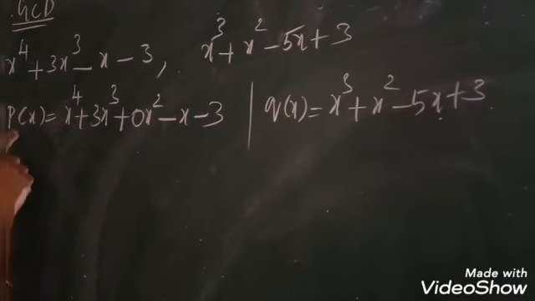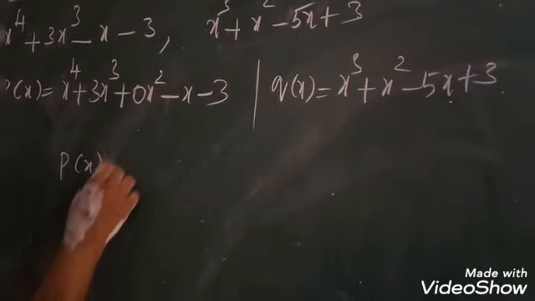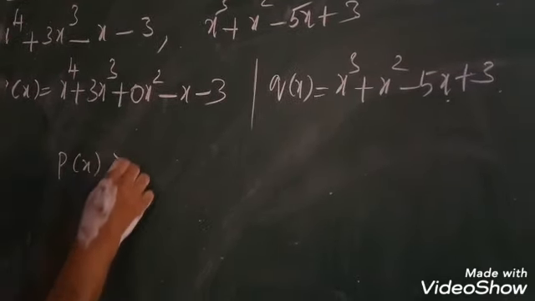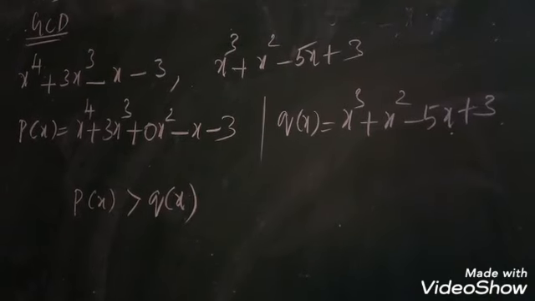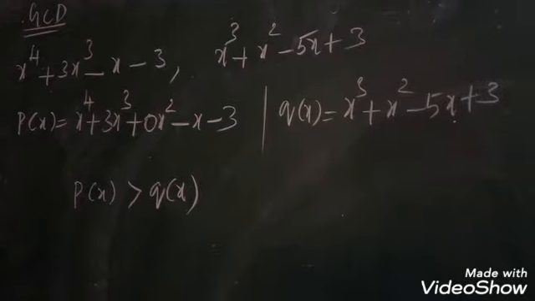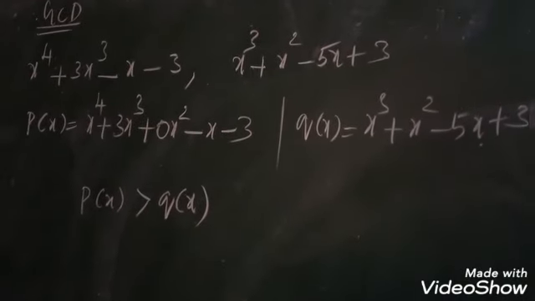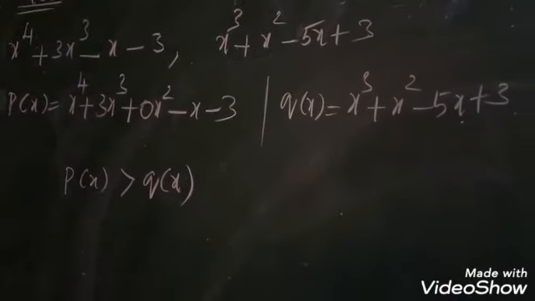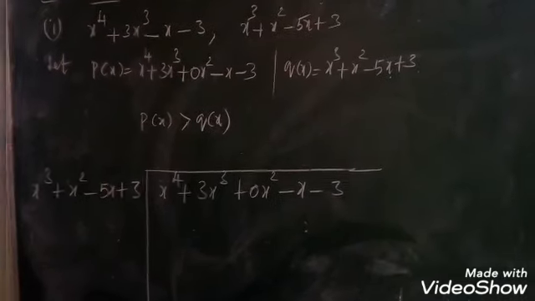Okay, girls, now p of x is greater than q of x. Now we want to divide using the long division method. The GCD rule is the long division method. If you divide it, and the remainder is 0, then the divisor should be the GCD. See, girls.